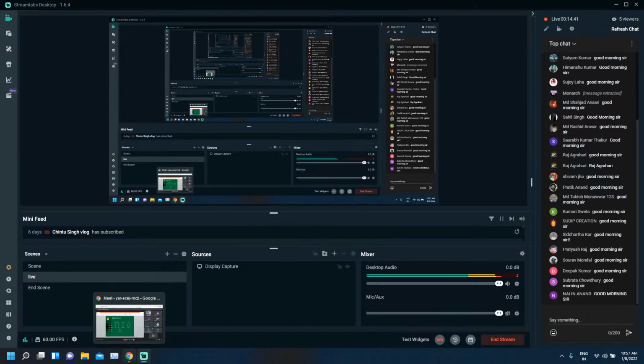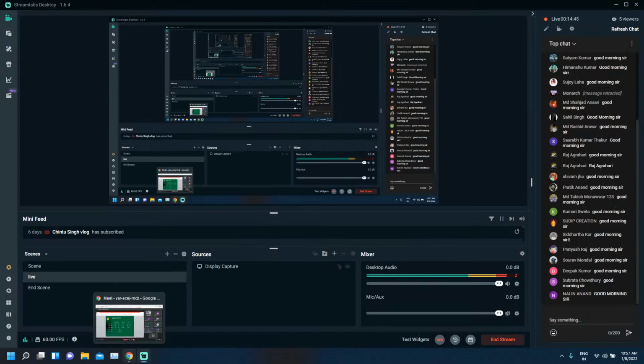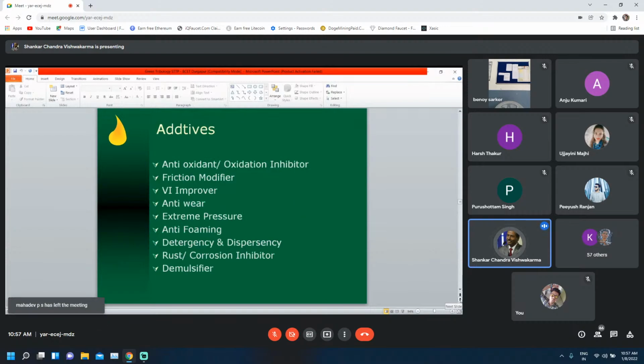Group 3 is more than 90% saturates, and the sulfur content is less than 0.03. It was wrongly typed on the slide. The viscosity index is expected to be more than 120. So base stock has a very, very important property when we are designing a lubricant. And just like base stock, additives have a very good role in the base stock.